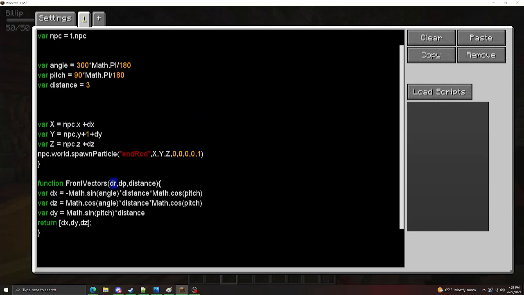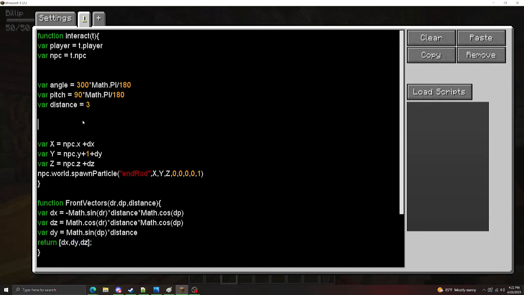And now because we've named our function inputs, we need to change the names here as well. So change the name of the angle, change the name of the pitch. And the name of distance stayed the same, so we're fine. So if we give this front vectors function an angle, a pitch, and a distance, it should return an array with the 3 x, y, and z components needed to reach that point. So let's set that up here. So our dr here is the angle.